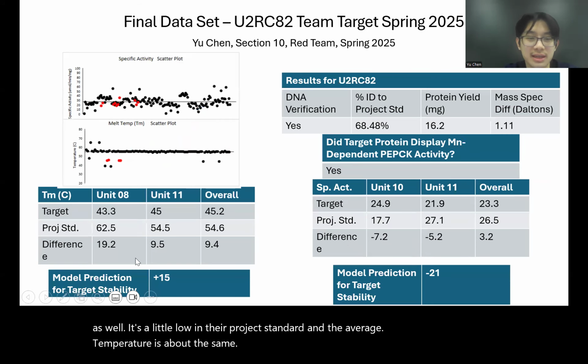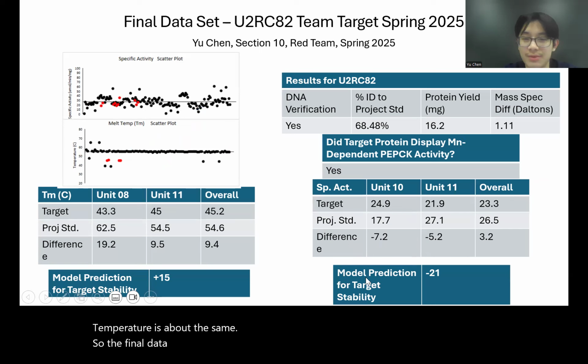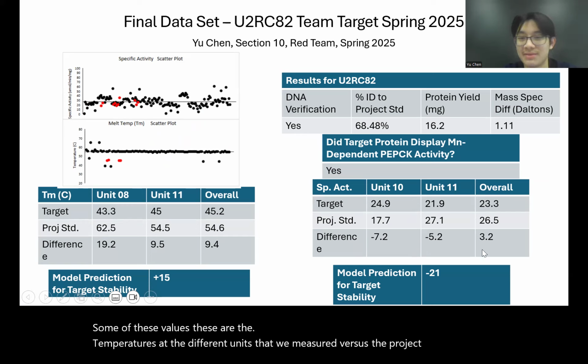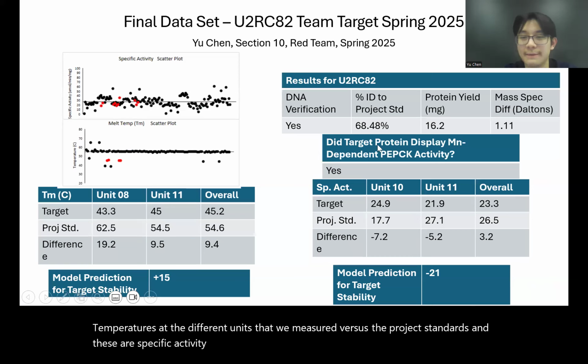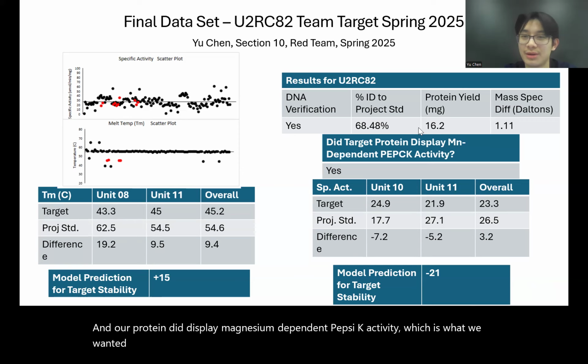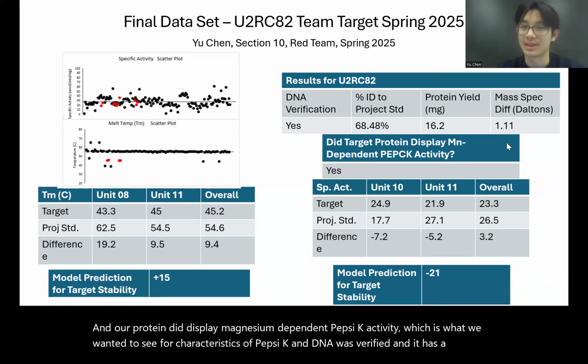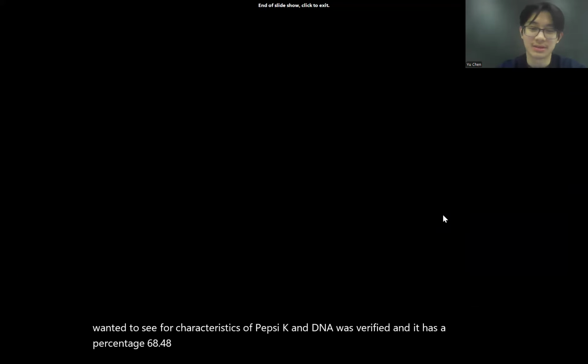This is our final data set. We have some of these values. These are the temperatures at the different units that we measured versus the project standard, and these are specific activity values. And our protein did display magnesium dependent PEP-CK activity, which is what we wanted to see for characteristics of PEP-CK. And DNA was verified, and it has a percentage of 68.48%. All right. Yeah, thank you.